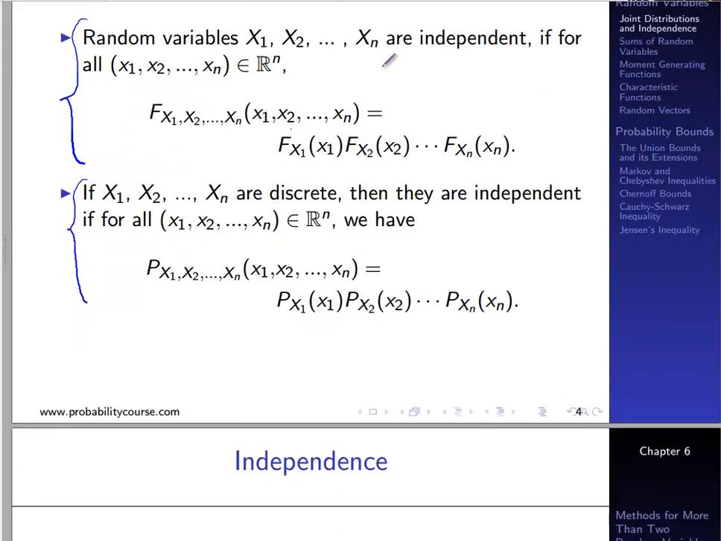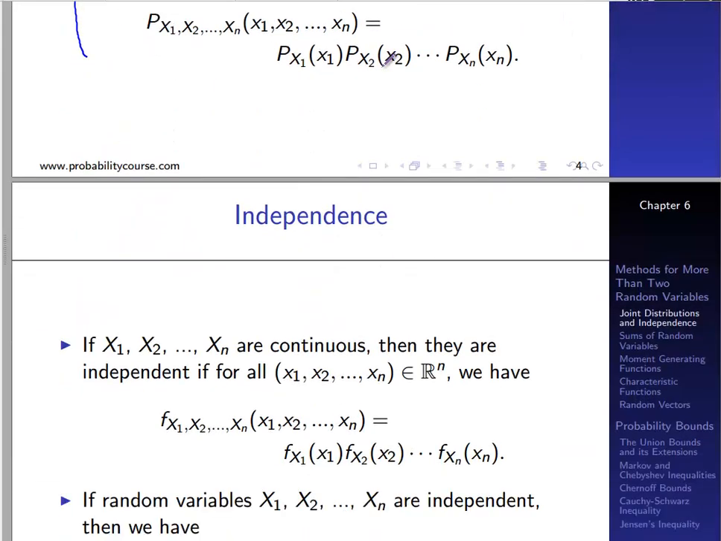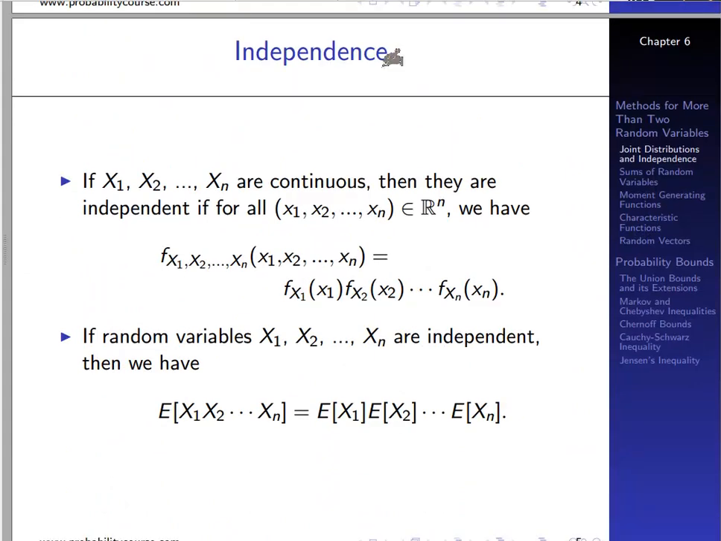For continuous random variables, it's similar. If we have continuous random variables, then the joint PDF of the random variables is the product of the individual PDFs of the separate random variables. Based on this formula, it shouldn't be surprising that the expectation also factors in the same way: the joint expectation of these n random variables is equal to the product of the expectations of the individual random variables.